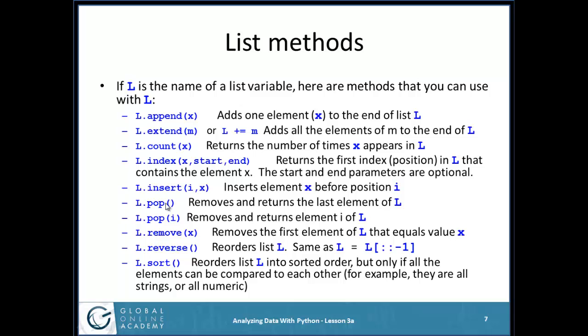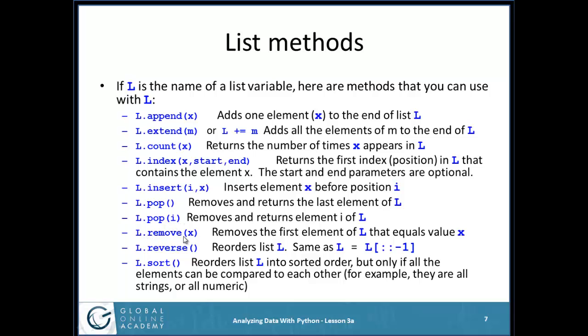If I do L.pop, that removes and returns the last element of L. It gets rid of one element of L. L is now a list that's one shorter than it used to be. And it returns it, so I could assign it. Or I could pop a specific value. Yeah, I know, this is an awful lot of things. We're going to go into IDLE and play around with some of these in just a minute, so bear with me.